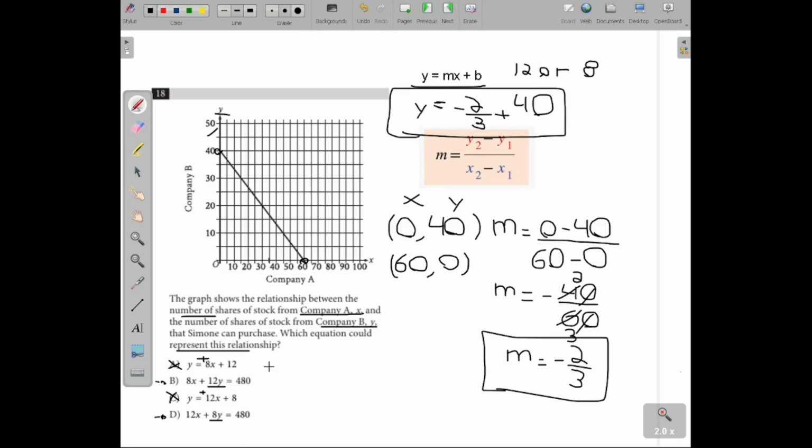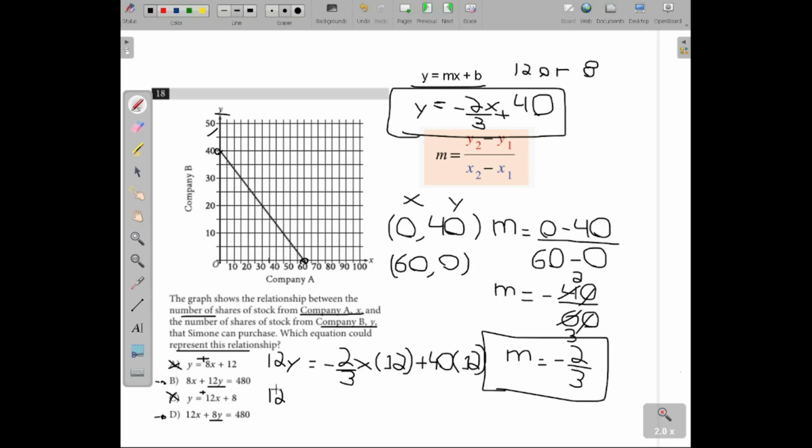So y times 12 is 12y, equals to minus, oh, I forgot the x, minus 2/3 times x times 12, plus 40 times 12. So we're just multiplying by 12 all of the terms of this equation. Y times 12, this term by 12, and 40 times 12.